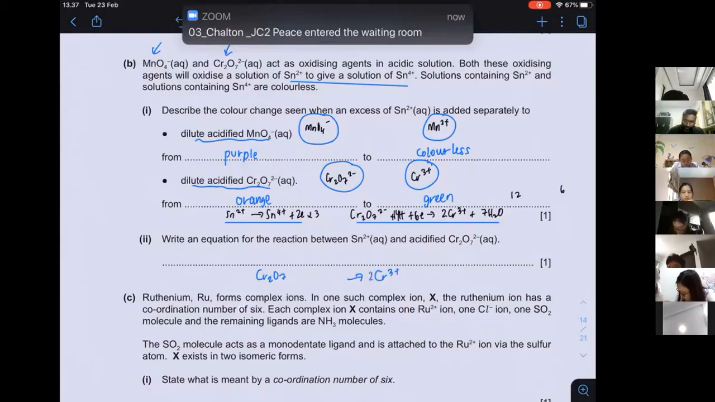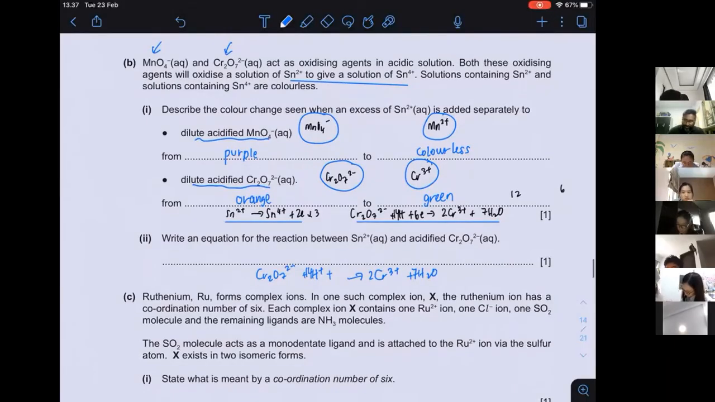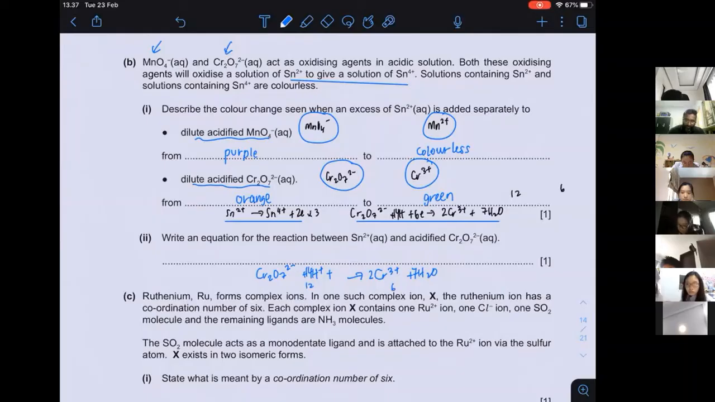So I put 2 there, and then they must have water. So here must have H+. Must have 7, so 14. The rest is going to be 2 minus. 2 minus and 14 is 12, so the charge here is plus 6. So you need a total of 6 electrons to make it 6 and 6. So you should know how to balance this.